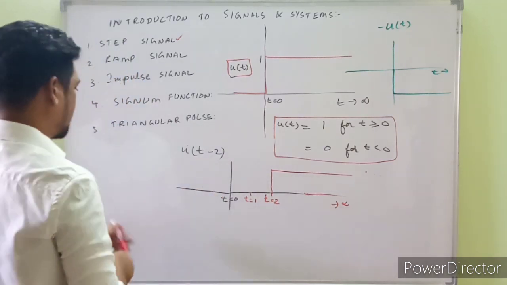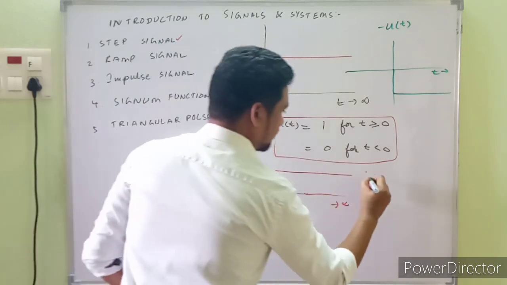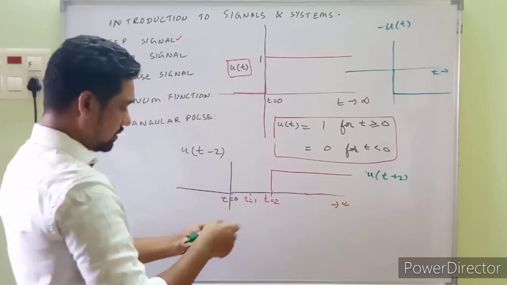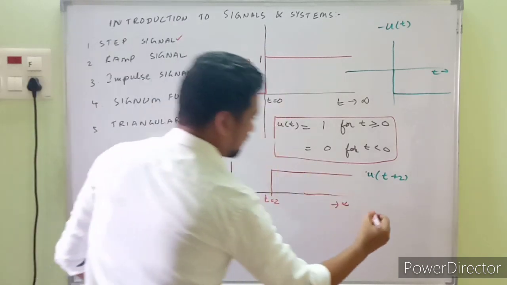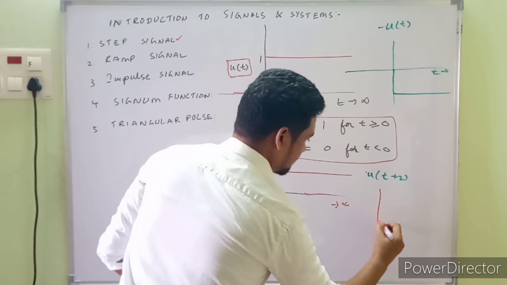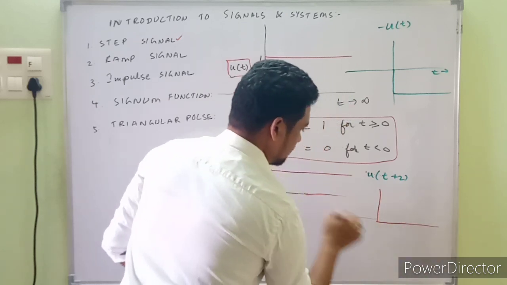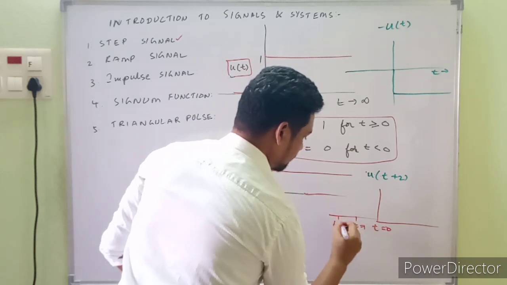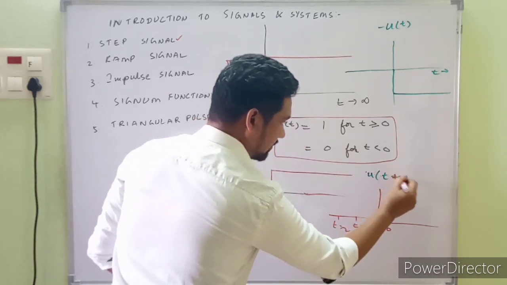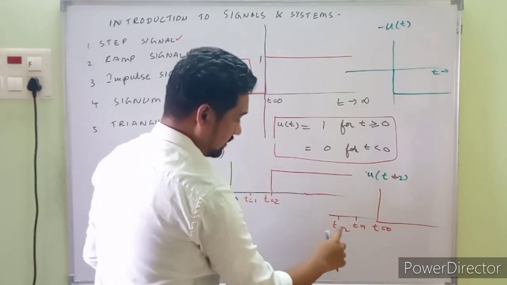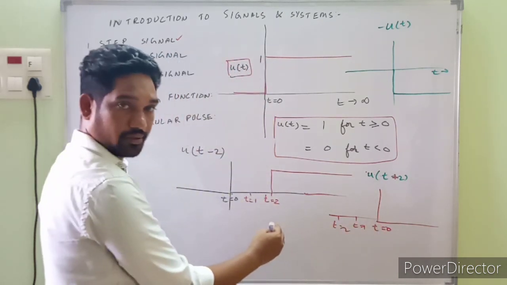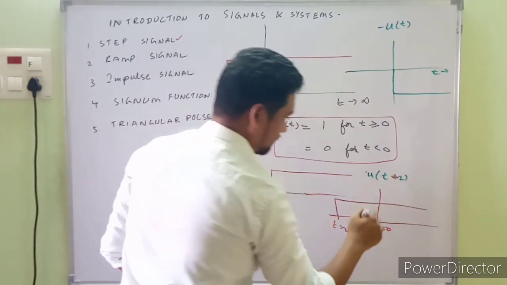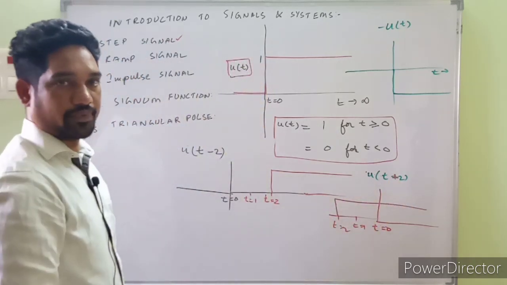So what about this one? What if we have u of t plus 2? For u of t, it starts from 0, and this is for u of t plus 2 here. Let it be t equal to 0, t equal to 1, and t equal to 2. Now this one, 2 units are added. It doesn't start from t equal to 0, but it starts commencing from ahead. It's advanced. This is the representation of that one.